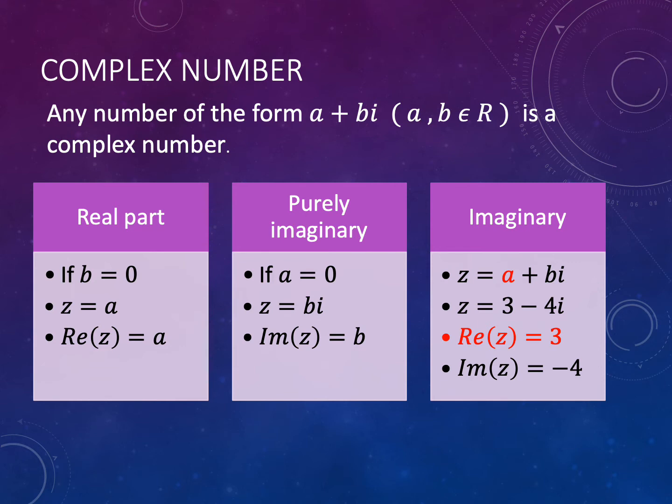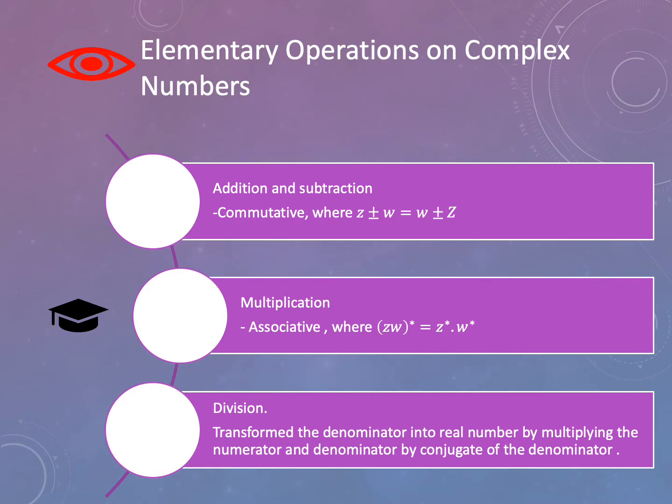Thus, z equal to a plus bi. Example, z equal to 3 minus 4i. So the real part equal to 3, the imaginary part equal to negative 4. Now we are going to perform elementary operations on two complex numbers and express them in Cartesian form. Addition and subtraction.